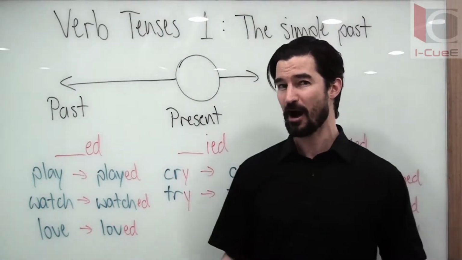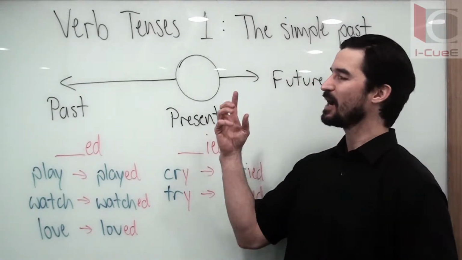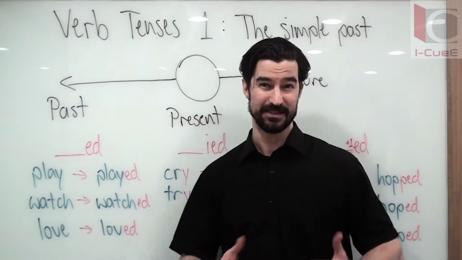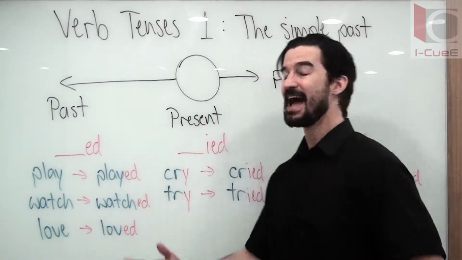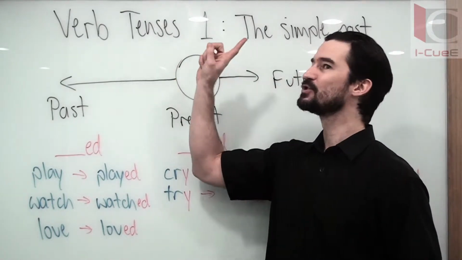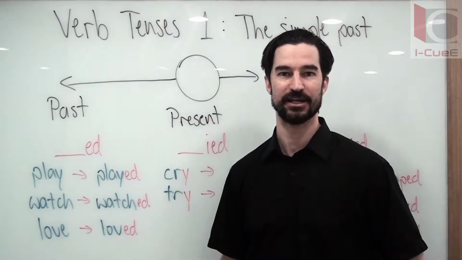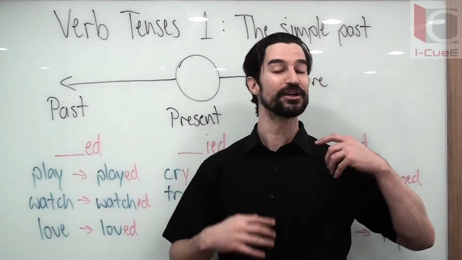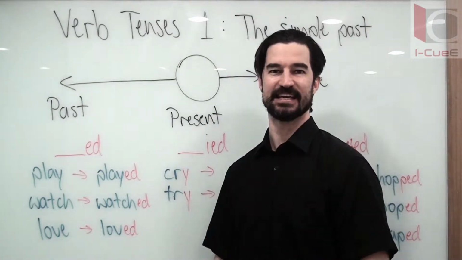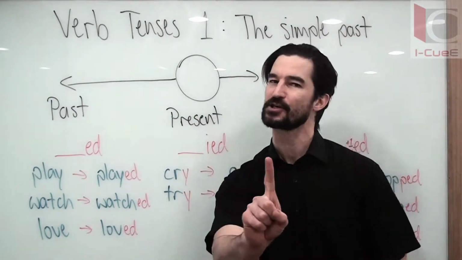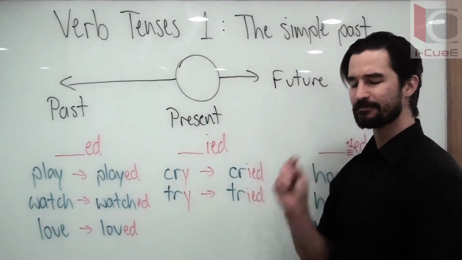But another job that a verb has in a sentence is to tell us the time. And when we talk about time as a verb idea, we use this word tense. And there are 12 verb tenses in English. And you will be learning those throughout our program, but today, in this lesson, you are going to learn your very first verb tense, and that is the simple past.